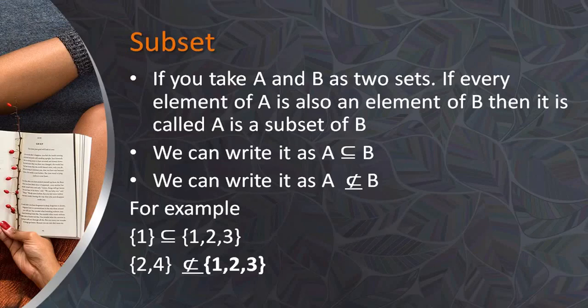For example, {1} is a subset of {1, 2, 3} because 1 is an element in the second set. If you consider {2, 4}, it is not a subset of {1, 2, 3} because 4 is not an element in the second set.